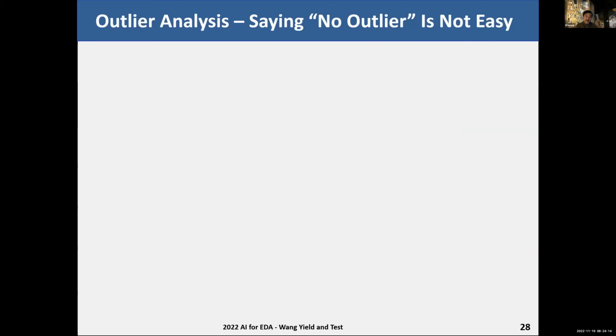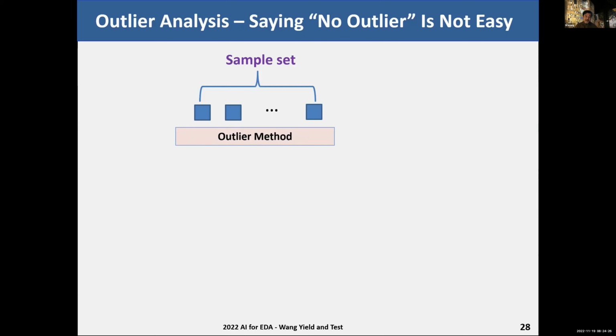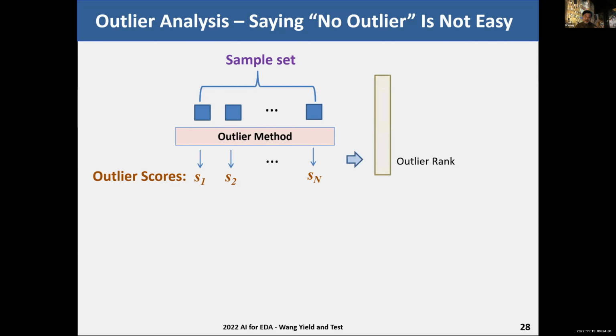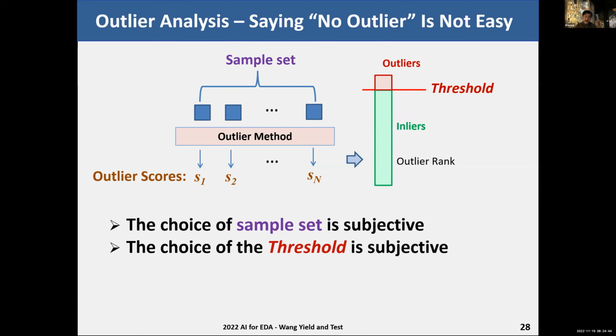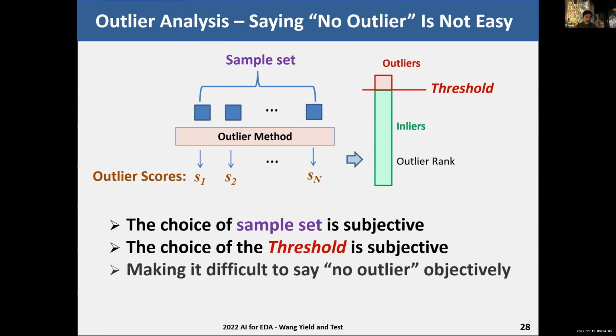So let's consider why it is cumbersome for the traditional outlier analysis to decide there's no outlier. Well, in outlier analysis, we start with a set of samples. An outlier method is selected, which calculates an outlier score for every sample. The scores are used to decide an outlier rank. A threshold is selected to separate the inlier from outlier. So in outlier analysis, the choice of the sample is subjective. The choice of the threshold can be subjective, and both make it difficult to say there's no outlier.